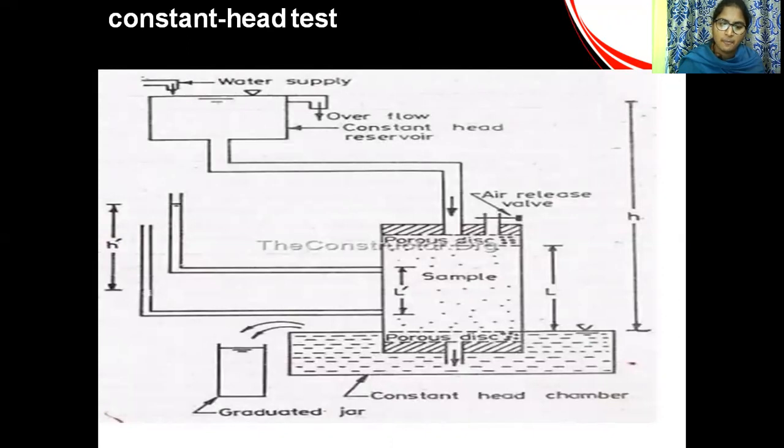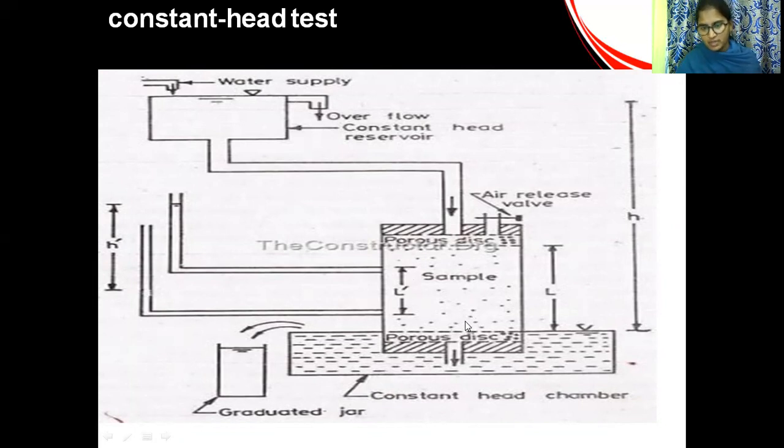This is the equipment used for the constant head permeability test. Here we can determine the coefficient of permeability K. The difference between constant head and variable head is that the constant head permeability test consists of a top water supply that is constant, so the head is constant. There will be an overhead tank, input water supply and overflow constant head reservoir, and this is the soil sample.